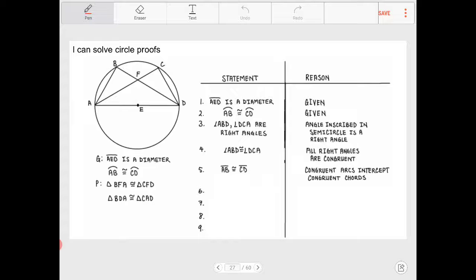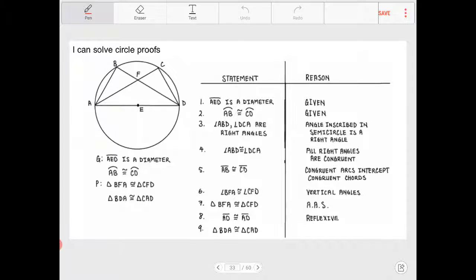Next, we can say that angle BFA is congruent to angle CFD because of vertical angles. So I went and actually proved this first. And next, we can say that triangle BFA is congruent to triangle CFD because of angle, angle, side. And we're almost there. We can say that AD is congruent to itself because of reflexive, and that is the hypotenuse. So therefore, we can say triangle BDA must be congruent to triangle CAD because of hypotenuse leg.